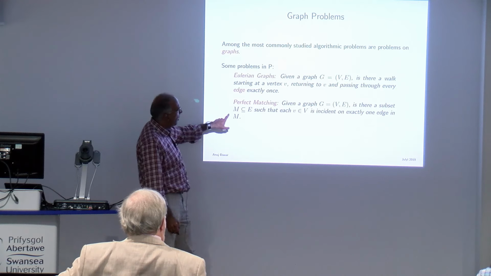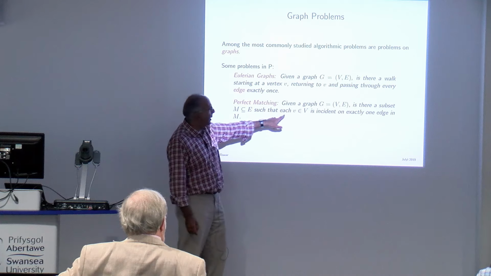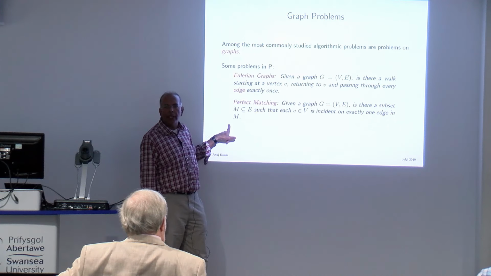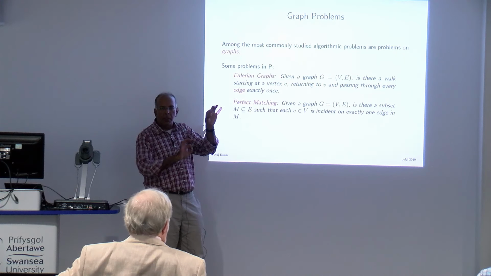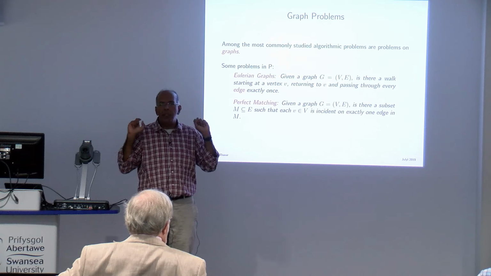Here's another one, perfect matching. I give you a graph, and does it contain a perfect matching? This is a subset of the edges M, so that every vertex is included in exactly one edge in M. So this is just dividing the vertices into pairs such that inside each pair there's an edge.